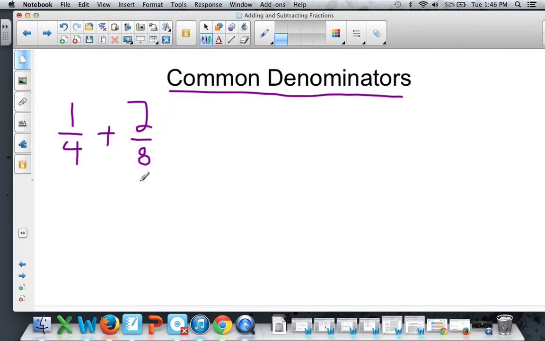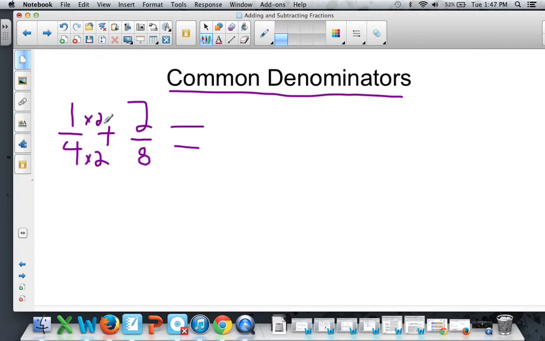So let's do that. Hopefully you can see that 4 can be an 8. It can turn into an 8 by multiplication. This requires you to be pretty good with your times tables. So 4 times what would equal 8? Well, 4 times 2 could equal 8. It's true. And whatever you do on the bottom of a fraction when you're finding a common denominator, you must do on the top as well.